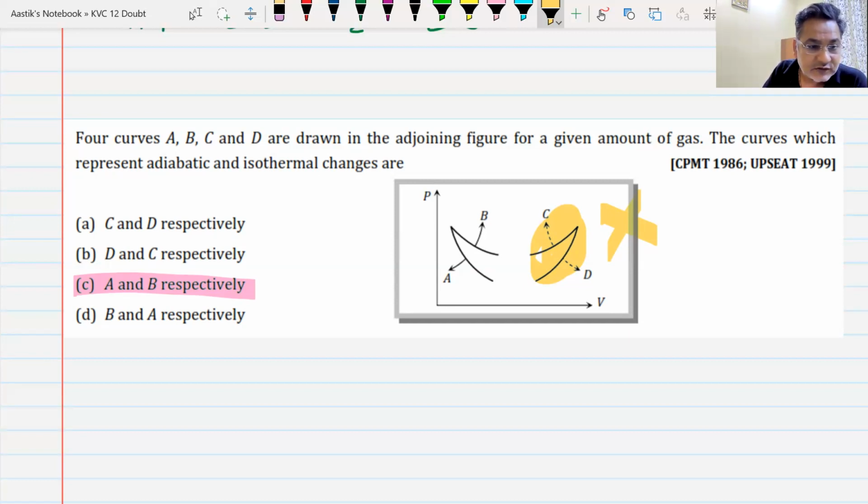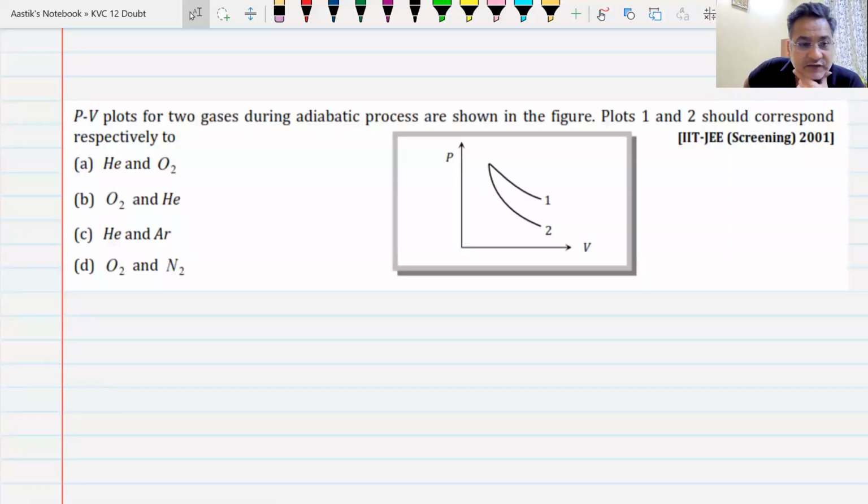Then, as I told you, this question has come many times in many exams in many different ways. The first time I think it came was in the year 2010 with this question. PV graph for two gases during an adiabatic process is given. Curves 1 and 2 should correspond to which gases? Anyone can give the answer?